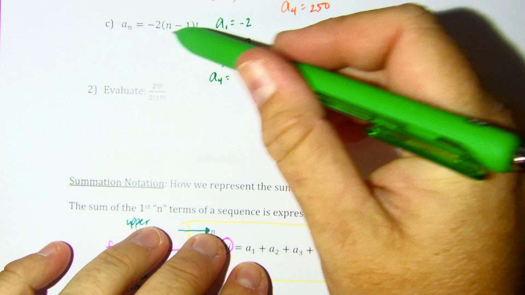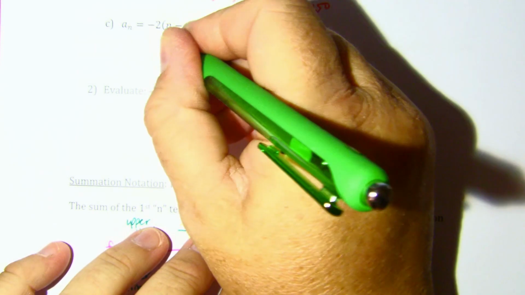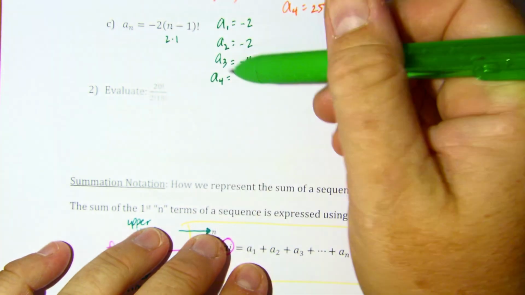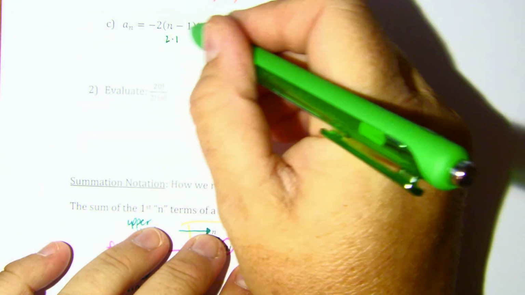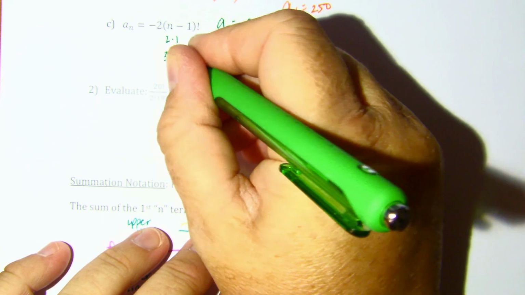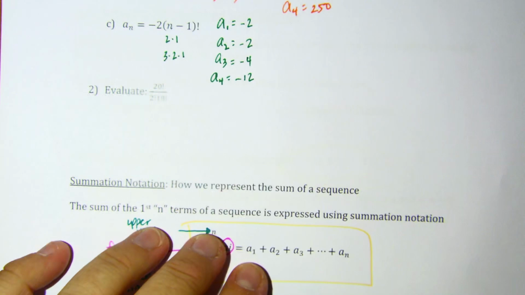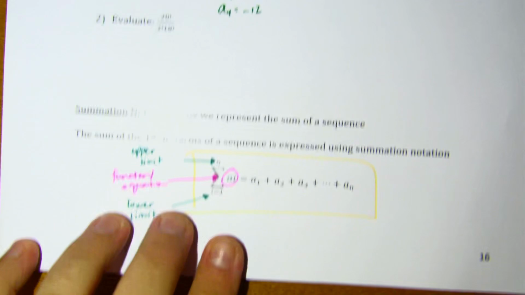3 minus 1 is 2. 2 factorial, well, that's 2 times 1, so that would be negative 4. And then 4 minus 1 is 3. 3 factorial is 3 times 2 times 1. That's 6 times negative 2 is negative 12. So that's the first 4 terms there.